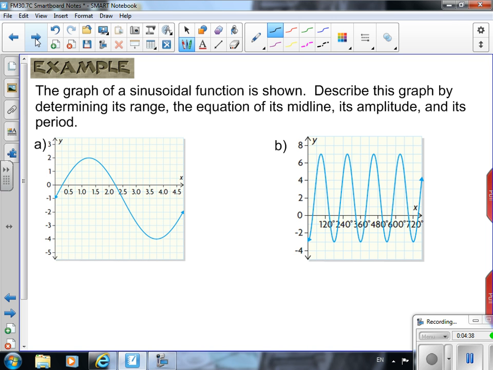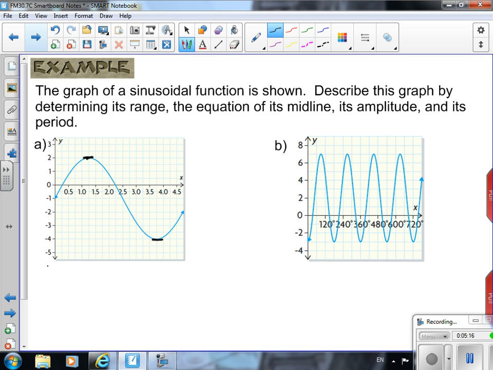So we're just going to look at some characteristics of sinusoidal functions on the graph. We want to be able to describe the graph by determining the range, the equation of the midline, the amplitude, and the period. So the range still describes the y values. So basically we want to describe what values are allowed for y, and this is going to be restricted by the max value and the min value. So our max point is here, which is at y equals 2. Our min point will be at y equals negative 4. So we can say that the range is between negative 4 and positive 2.